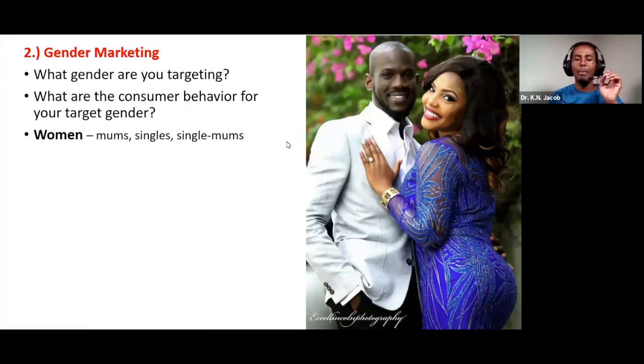Now, when we are talking about women, I need you to narrow it down and think: am I talking about moms? Am I talking about single ladies? Am I talking about single moms? So I'll mention a few things that you said about women. Number 1, women buy what they see. What does that mean to us? If you want women to buy, they have to see.